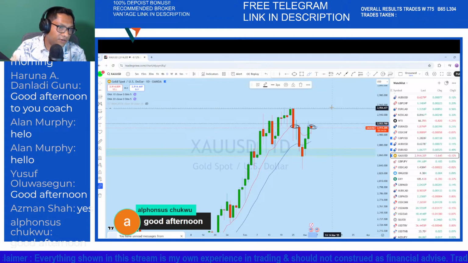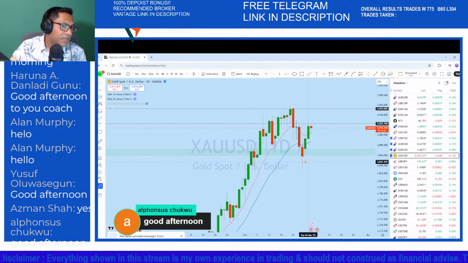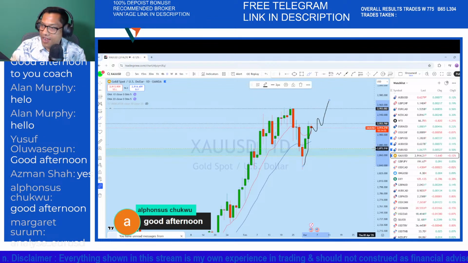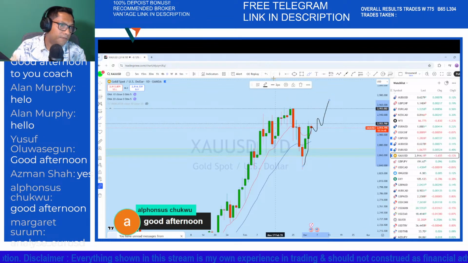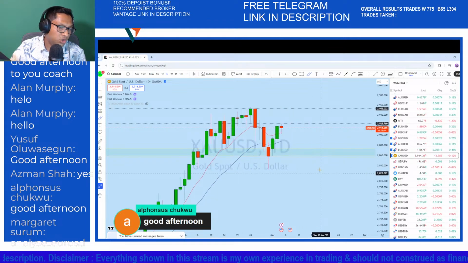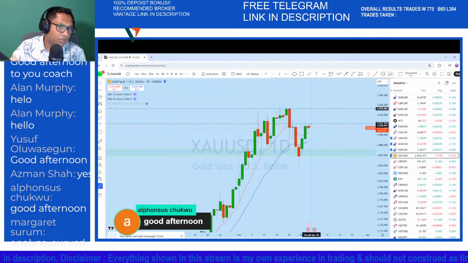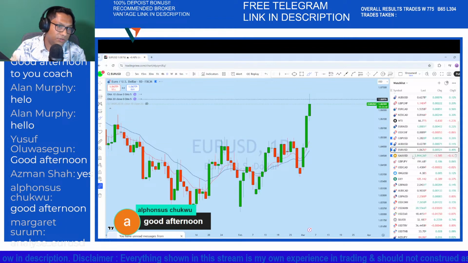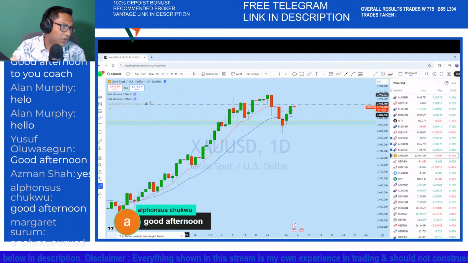Looking at the daily chart here, there is a daily doji, and another one is potentially forming, and we might see an inverted head and shoulder. We will be looking at the EURUSD analysis as well, which is trending. Early today we saw a massive trend in EURUSD, and we will be looking at that one as well.